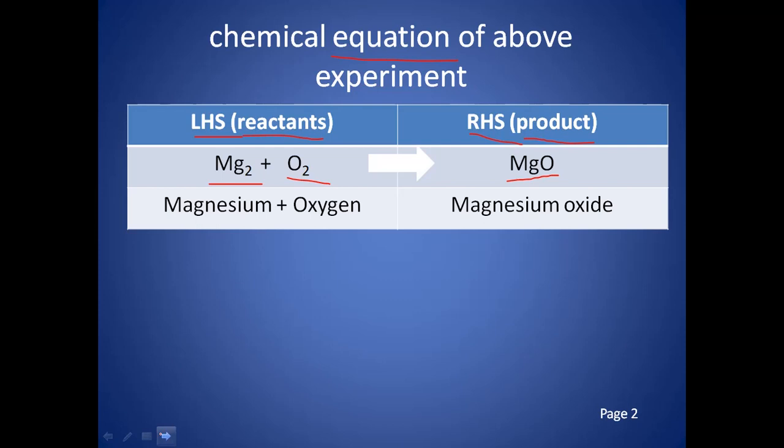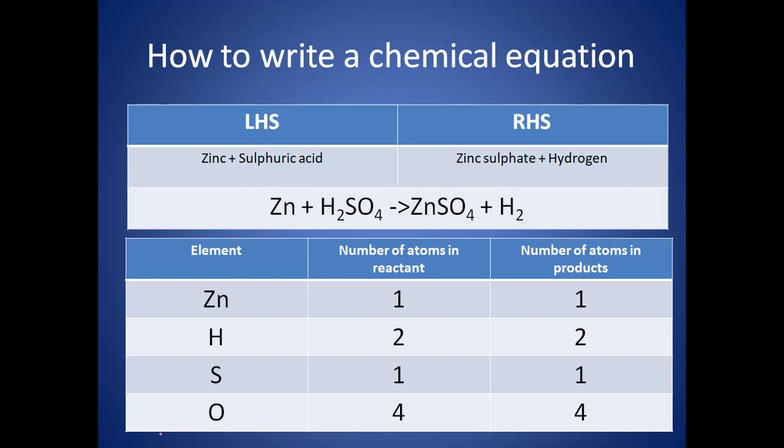Okay, don't forget this. The plus symbol is the simplest thing; I'm not going to explain that one. We have to learn different things. Again, there are so many things coming. Now, how to write the chemical equation. This is another example which has been given in your book: zinc plus H2SO4 goes to ZnSO4 plus H2.